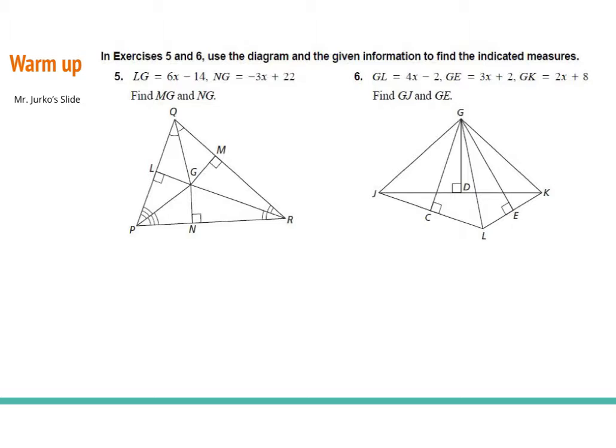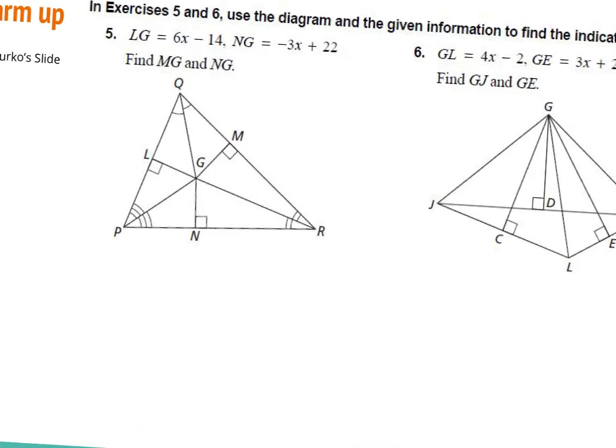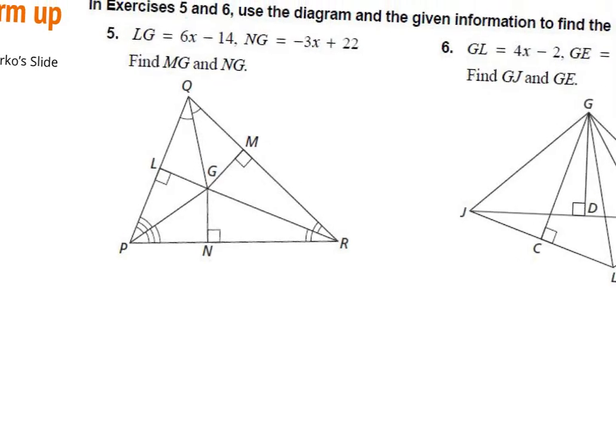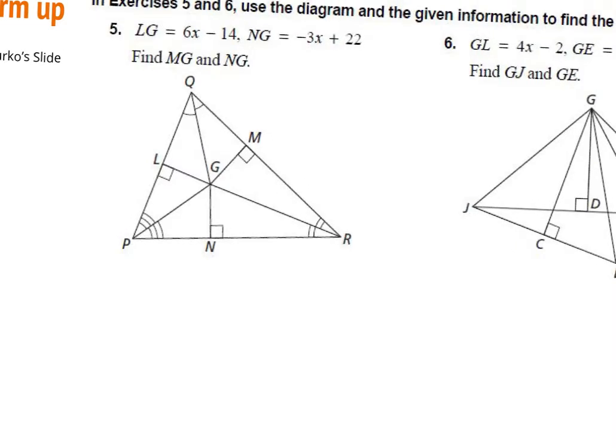Measures. Okay, so LG equals 6x minus 14, NG equals negative 3x plus 22. Find MG and find NG. Okay? Well, first of all, is this point in the middle our incenter or is this our circumcenter, and why?